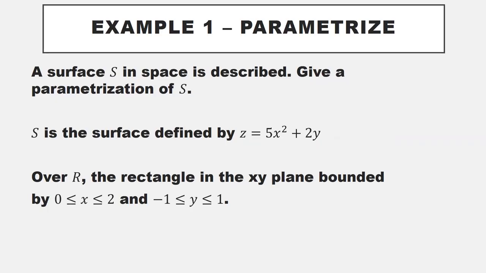So let's say we have a surface defined by z equals 5x squared plus 2y. And let's try to find a parameterization of that surface over the region in the xy plane bounded by x values from 0 to 2 and y values from -1 to 1.